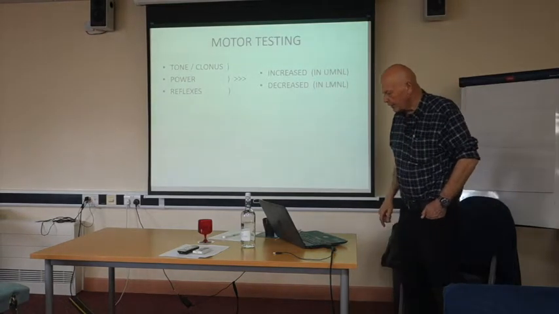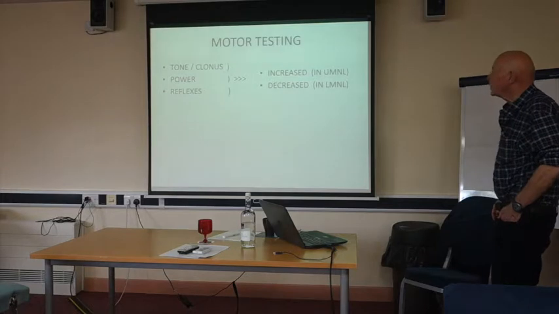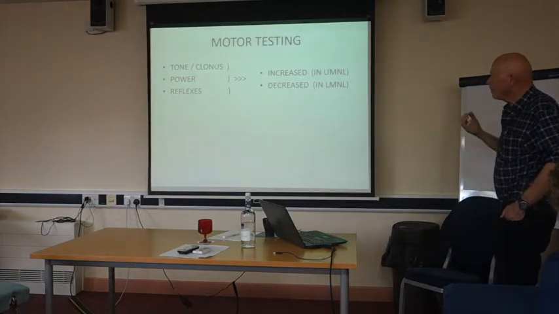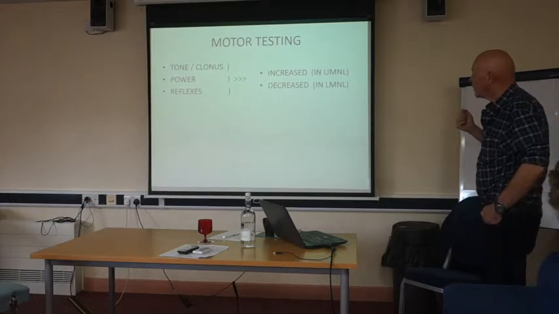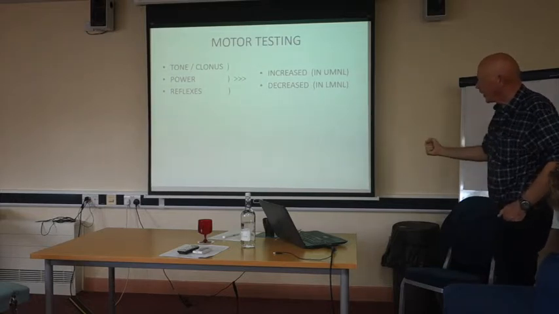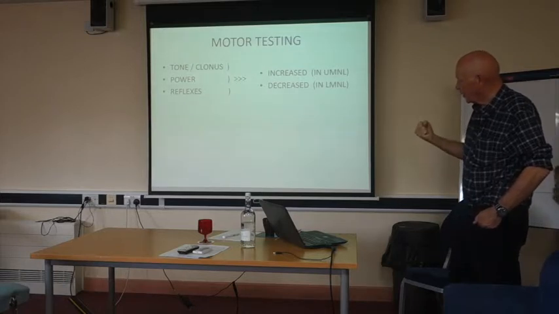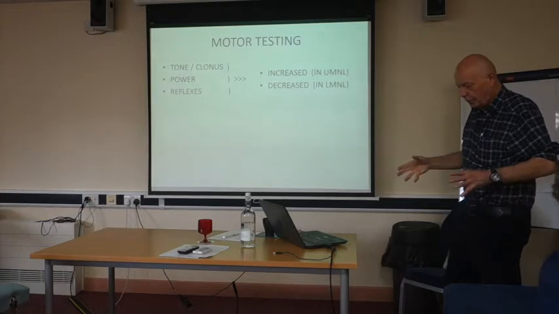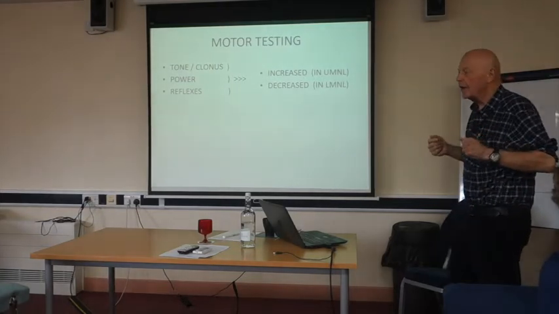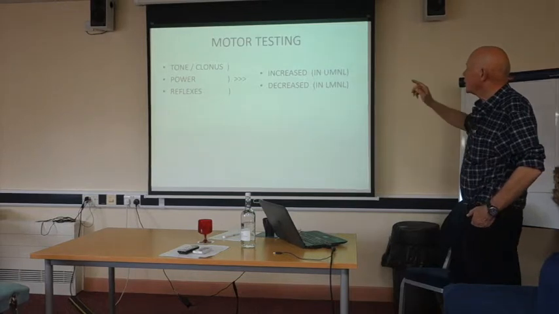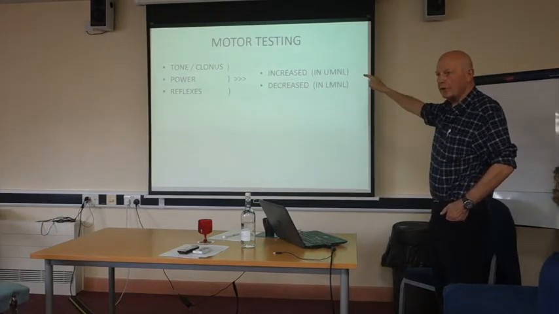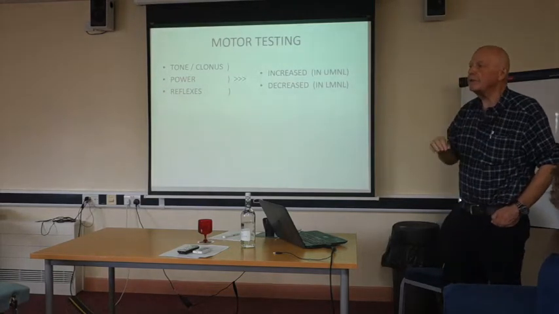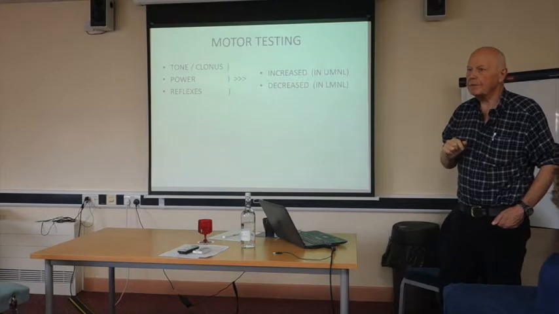When you're doing motor testing: tone, muscle tone, the possibility of clonus, the power, in the sense of the muscle being switched on all the time, and the reflexes all tend to be increased in that area in the case of an upper motor neuron lesion. But they tend to be decreased in the case of a lower motor neuron lesion.